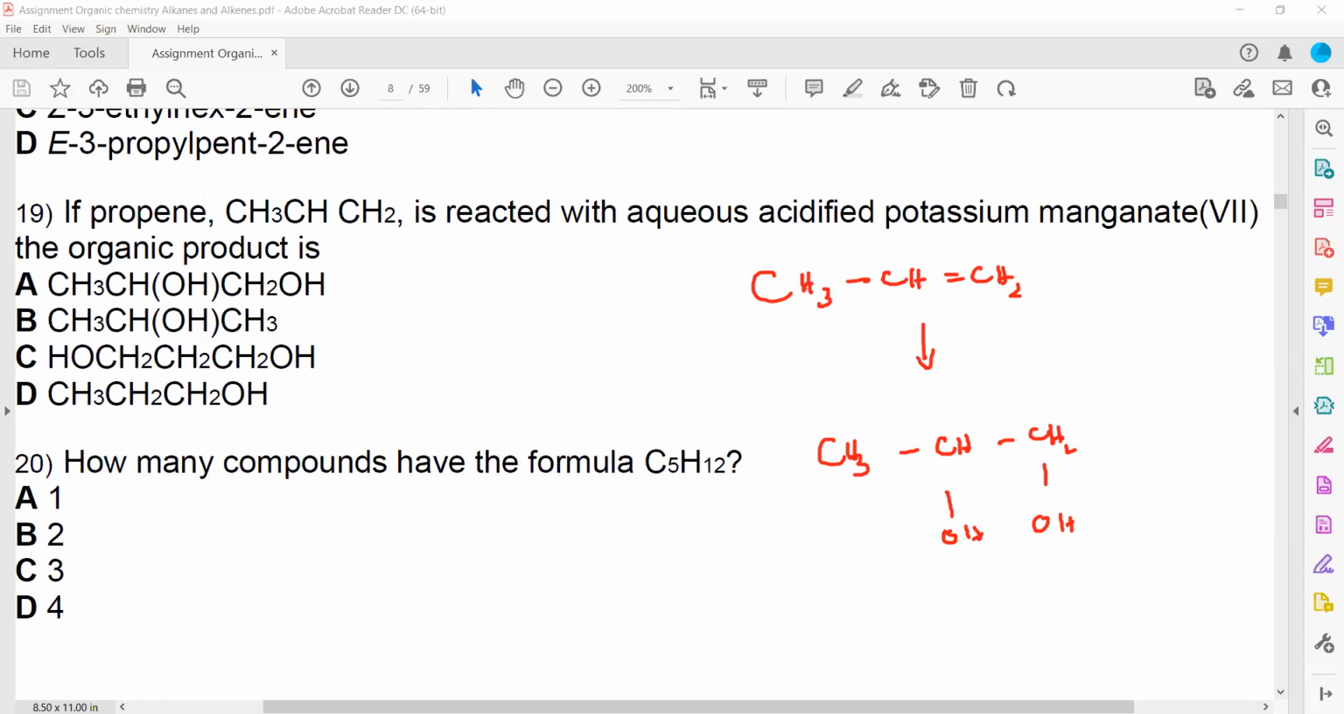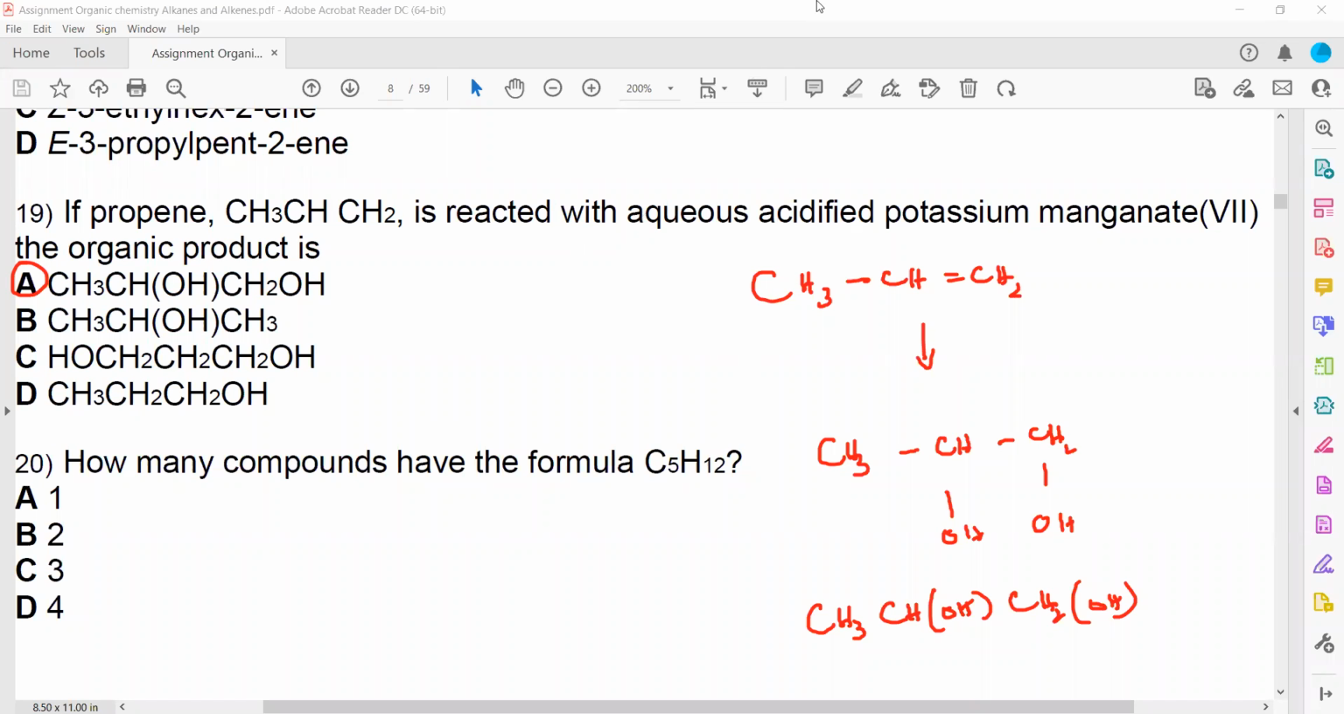So how can we represent it in the structural formula? You can see if I try to draw a structural formula, this will be CH3. Then I will have CH. Next to that CH, there is OH. And then I have CH2. And next to that is also OH. So it matches with option A.